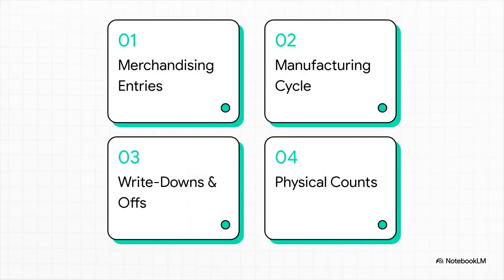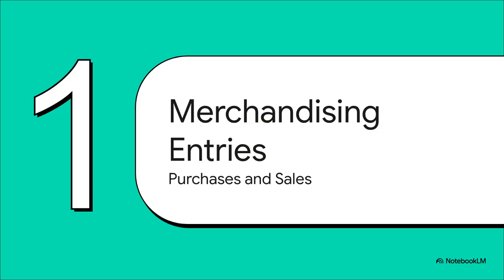Okay, so here's our roadmap. We're going to dive right into this physical to financial life cycle, starting with simple merchandising rules and entries, moving into a complete manufacturing inventory cycle, touching on write-downs and write-offs, and finally finishing up with crucial physical counts and investigations. Section 1. Merchandising Rules and Entries, Translating Purchases and Sales.